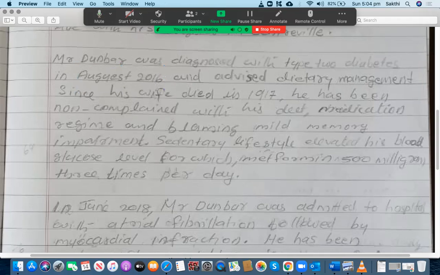Let's go through that. Unadvised dietary management. Is it a full stop? Yes, sir. Okay, but yeah, full stop isn't clear. So Mr. Dunbar was diagnosed with type 2 diabetes in August 2006 and advised dietary management. Did he advise dietary management to someone else, or what do you want to say here? GP advised dietary management. I think, yeah, so and have received advice on dietary management. Is that what you want to say?